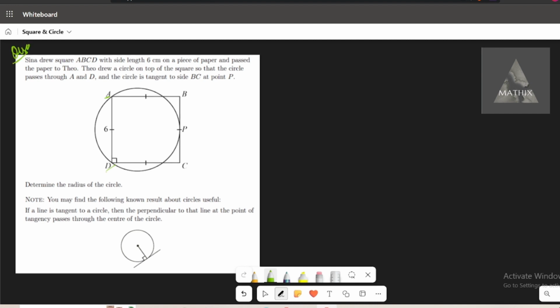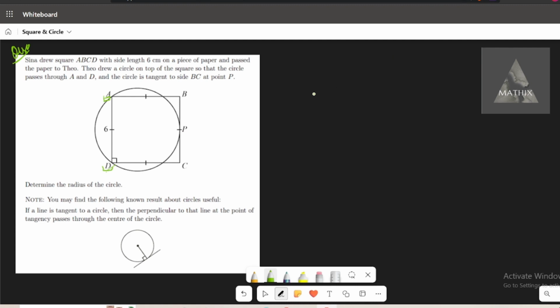The statement of the problem says that Sina drew a square ABCD with a side length of 6 cm on a piece of paper and passed the paper to Theo. Theo drew a circle on top of the square so that the circle passes through point A and point D, and the circle is tangent to the side BC. So this BC side is the tangent to the circle at point P. Okay, and this point P is known as the point of tangency.